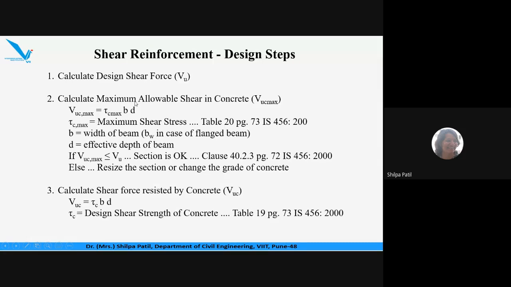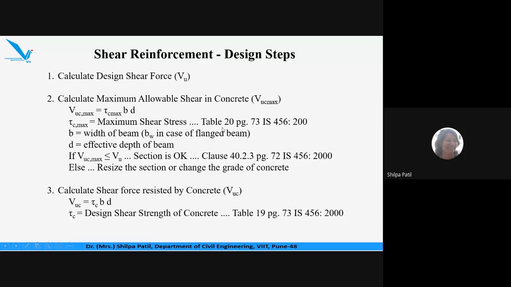Then the second step is to calculate the maximum allowable shear in concrete. In concrete, what is the maximum shear which is allowed to be developed? That we have to calculate. For that, it is denoted by Vuc max and the formula is tau c max into b d, where tau c max is the maximum shear stress, b is the width of the beam, if we are designing a flanged beam then it will be bw, and d is the effective depth of the beam.